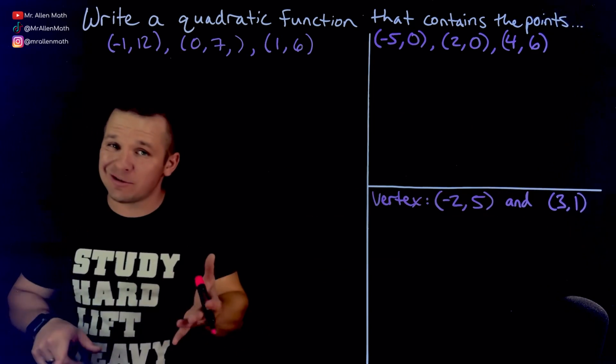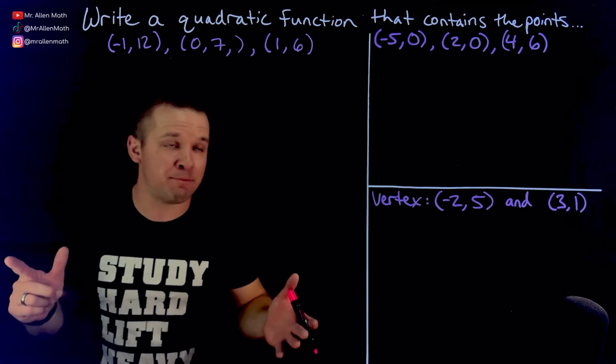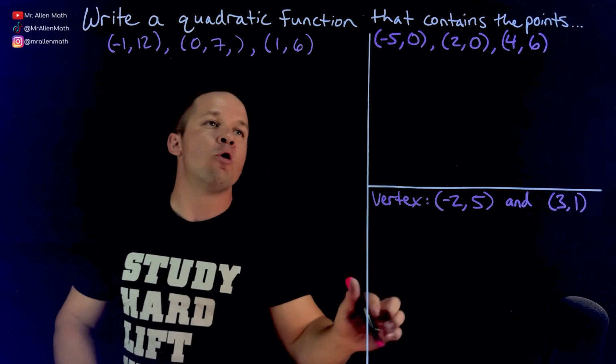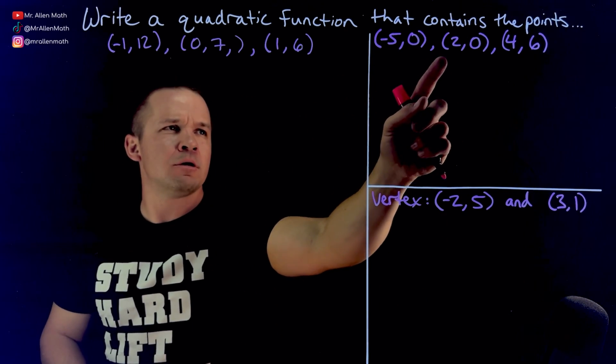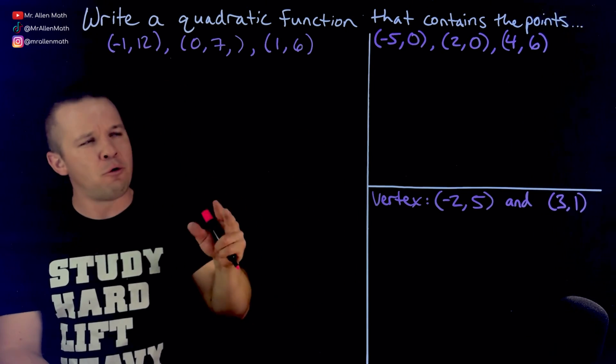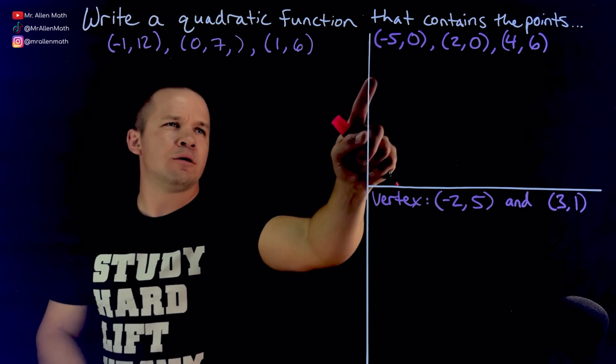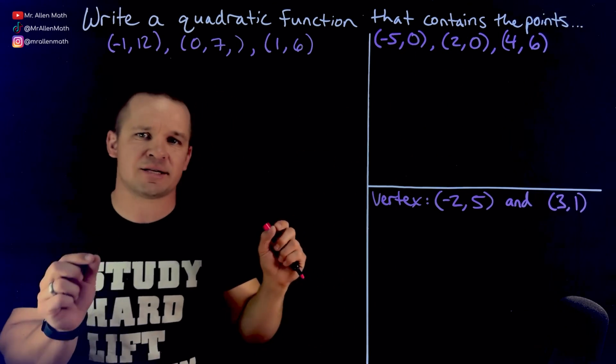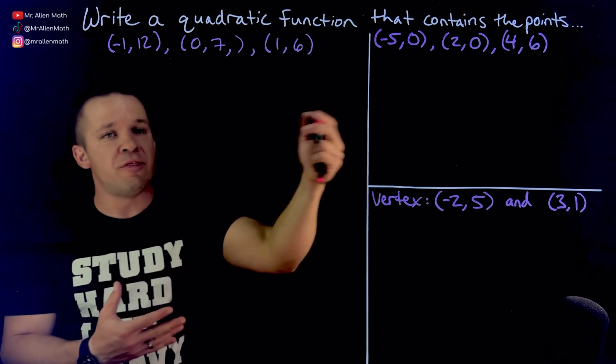Now, we could give you x-intercepts, a vertex, 3 random points. It all depends on the scenario. So let's start at the top right here. We have negative 5, 0, 2, 0, and 4, 6. Well, these two are x-intercepts, aren't they? Because it's comma 0, right? That's sitting on the x-axis. My y value is 0. And then a random point.